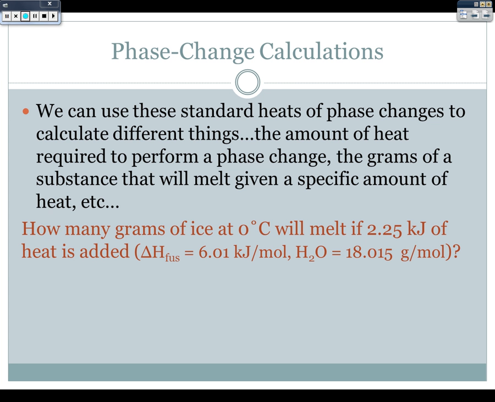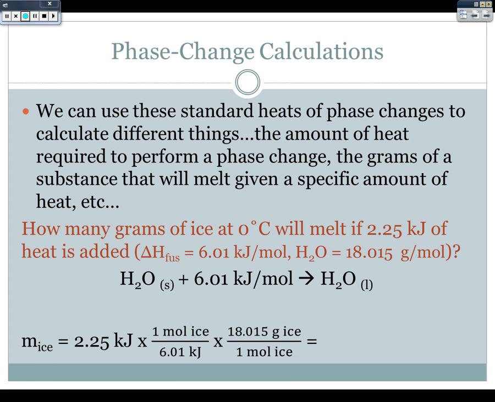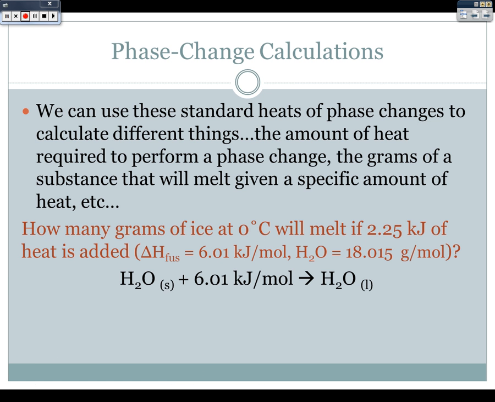So we want to know how many grams of ice will melt if you put in 2.25 kilojoules of heat. So 2.25 kilojoules of heat is added, which means it's a reactant. If we write out the equation for this, we're going to have water as a solid plus 6.01 kilojoules per mole going into water. I think I made a mistake here. No, that's right. So we know that the delta H of fusion, the enthalpy required, is 6.01 kilojoules per mole to make 1 mole of ice into 1 mole of water.